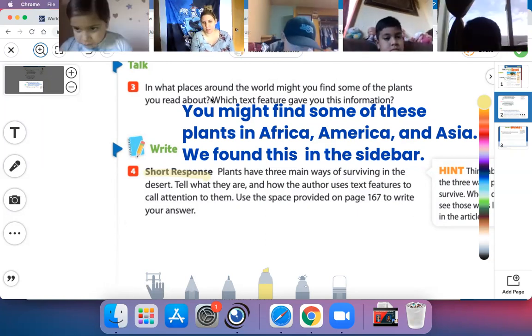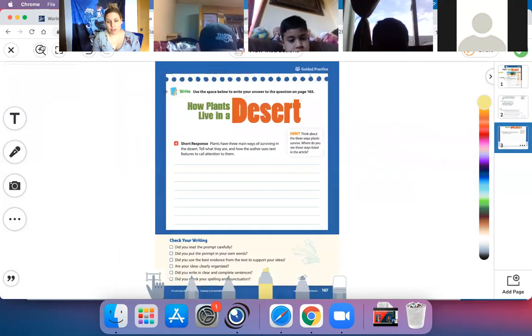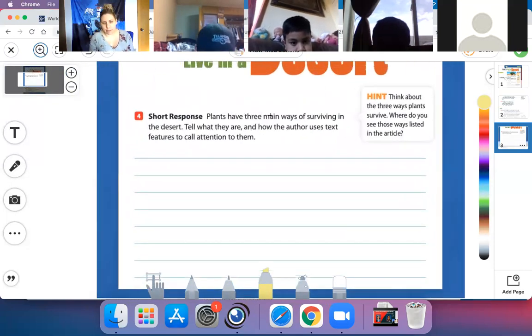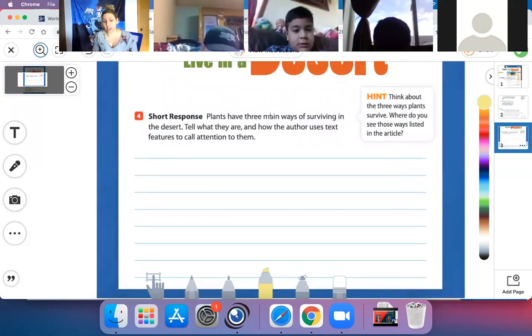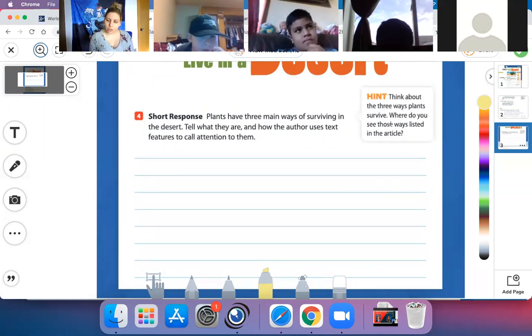So let's look at our short response. Leilani, are you good to go? Yes. Okay. Alrighty. So our short response: plants have 3 main ways of surviving in the desert. Tell what they are and how the author uses text features to call attention to them. Here's our hint. Think about the 3 ways plants survive. Where do you see those ways listed in the article?